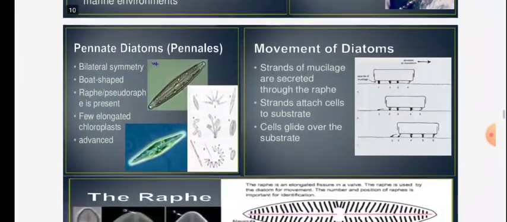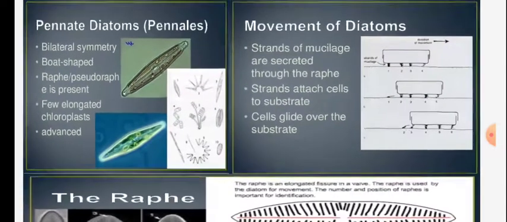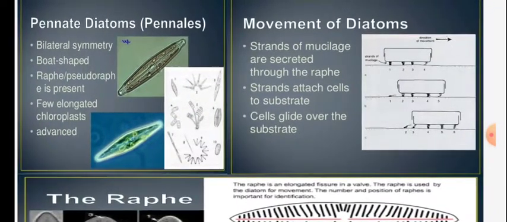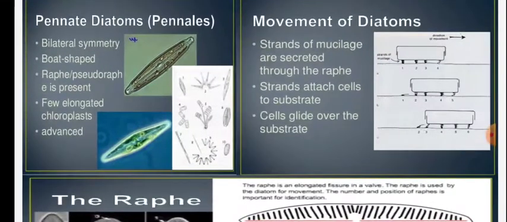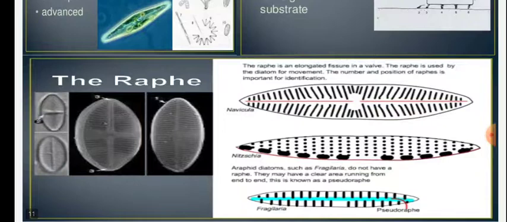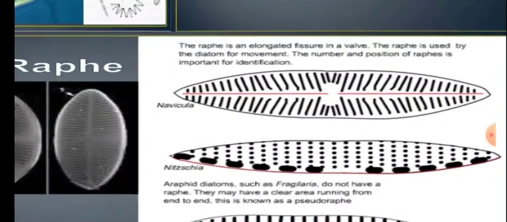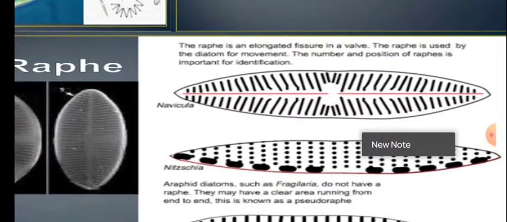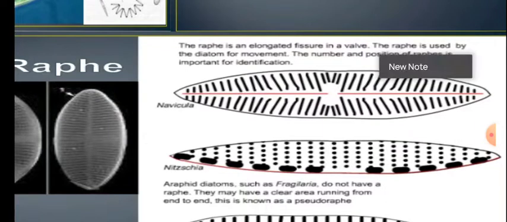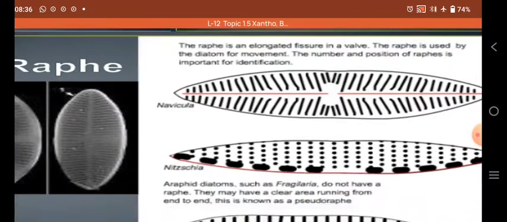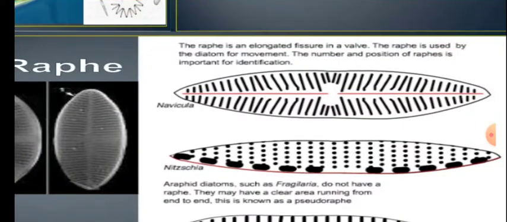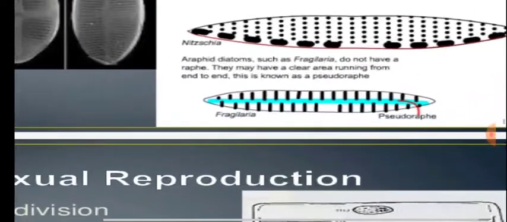Then the pinnate diatoms, pinnales, bilateral symmetry, boat shaped, raphe or pseudoraphe is present, elongated chloroplast. Then movement of diatoms is due to the mucilage, which is secreted through the raphe. The strand attaches the cells to the substrate and cells glide over the substrate. The raphe is the main part. The raphe is an elongated fissure in a valve, and Navicula and Nitzschia are good examples. So the raphe is used by the diatom for movement, and the number and position of the raphe is important for adaptation. We are observing it like this, in a Venetian pattern.